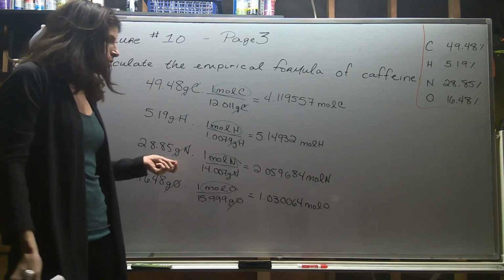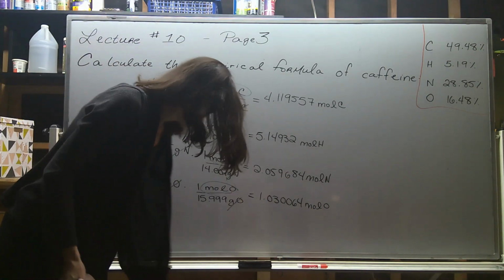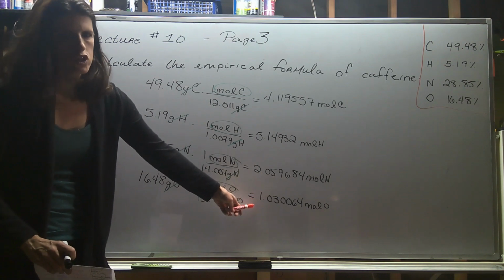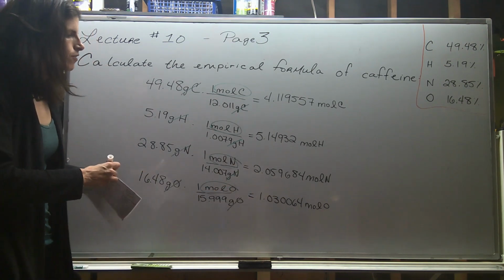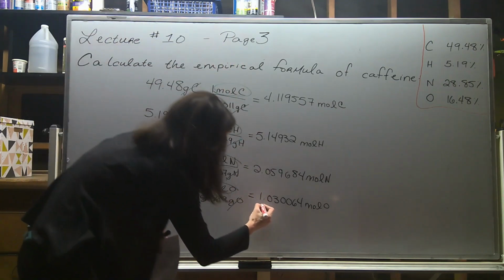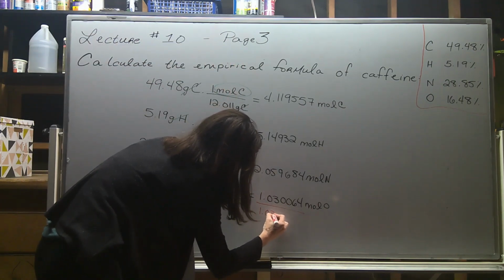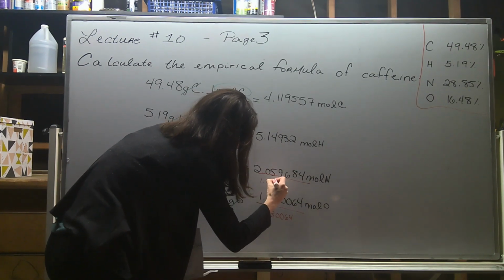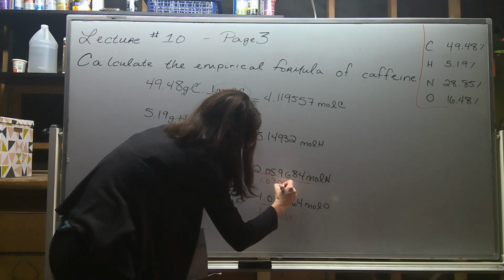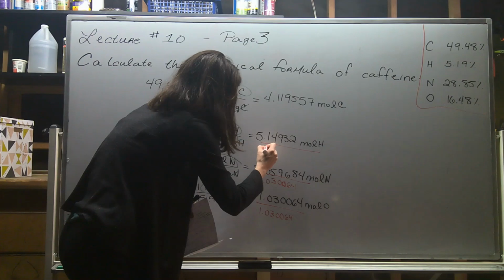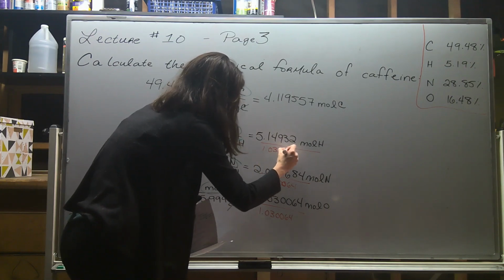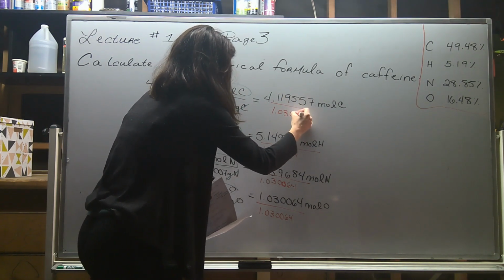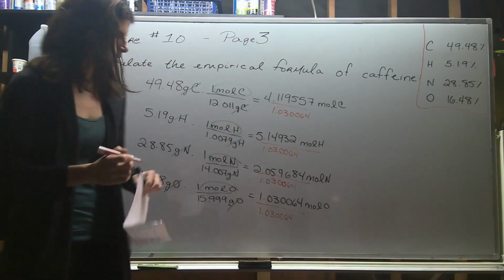Once all the elements are converted to moles, we need to identify the smallest mole value. So it looks like for this particular problem, the smallest one is associated with the moles of oxygen. So we're going to divide all of the mole values by this smallest mole value. Doing this is going to allow us to establish the mole to mole ratio in the problem.